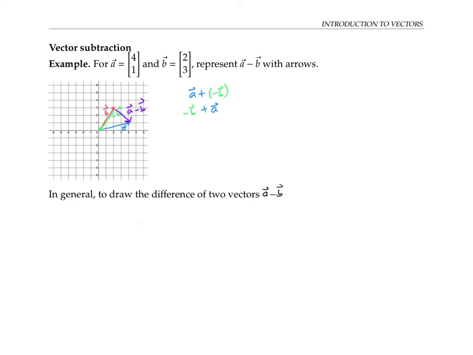So in general, to draw the difference of two vectors, A minus B, one way is to just add A plus minus B. But as a shortcut, we could put the two vectors tail to tail, and then draw a vector from the tip of B to the tip of A.